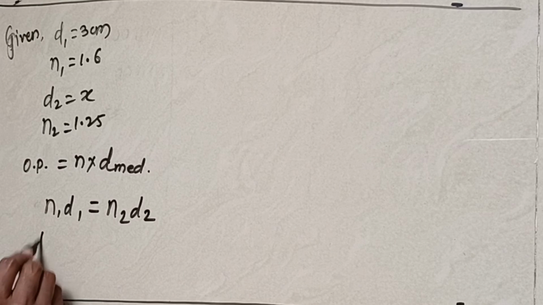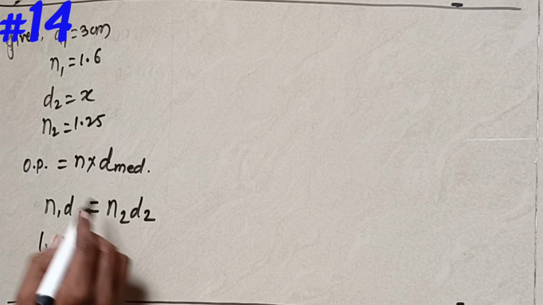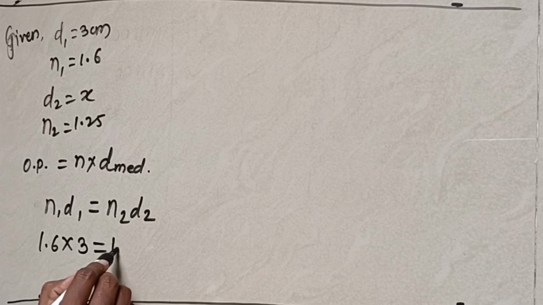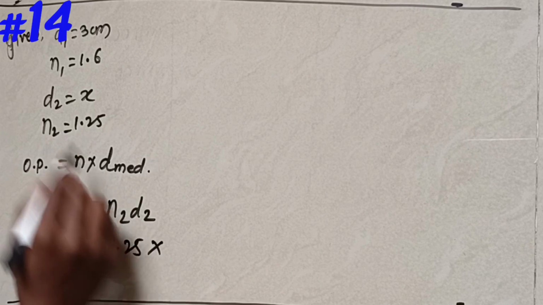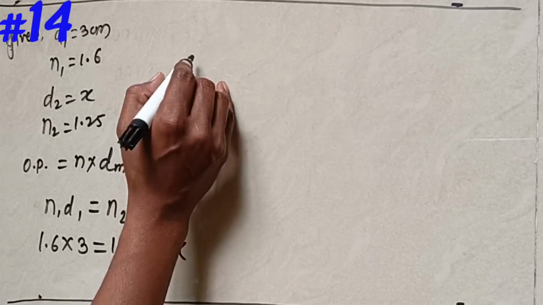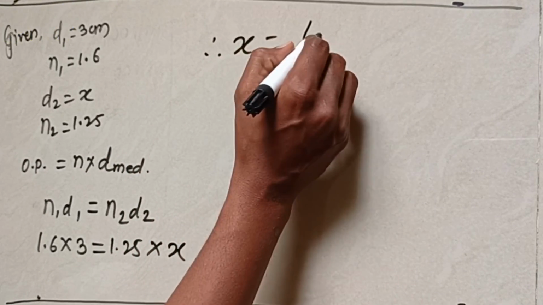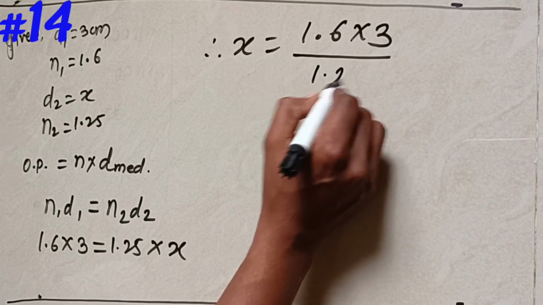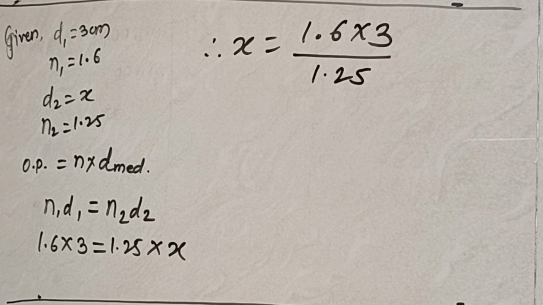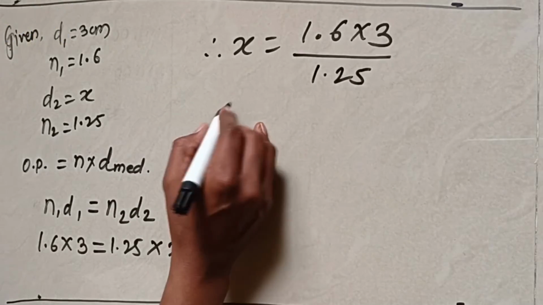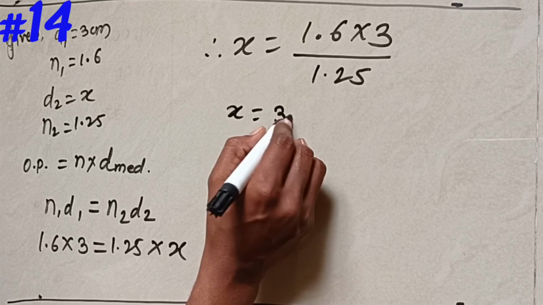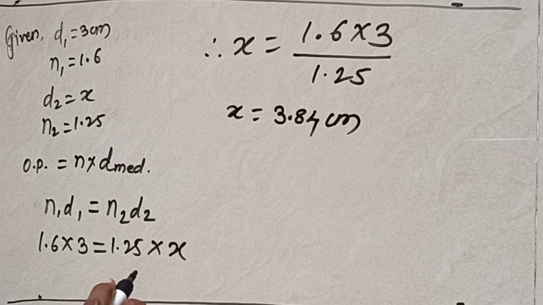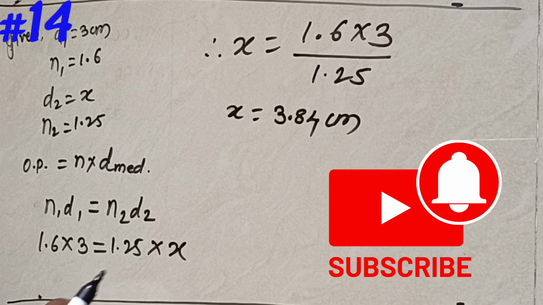So n1 is 1.6, into d1 which is 3 centimeter, is equal to 1.25 into d2, which is x. Therefore x is equal to 1.6 into 3 divided by 1.25, right? This is a very simple calculation, and the answer becomes x is equal to 3.84 centimeter, right? Now this is the value of x, which is the distance traveled by the ray in the medium.